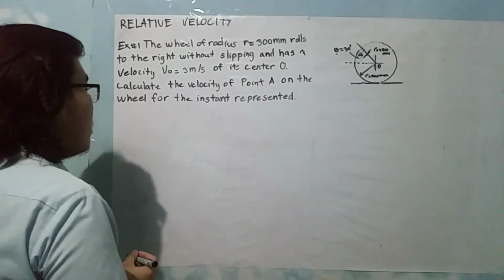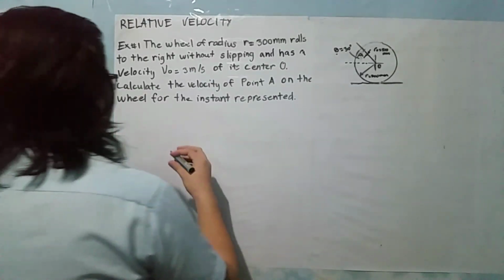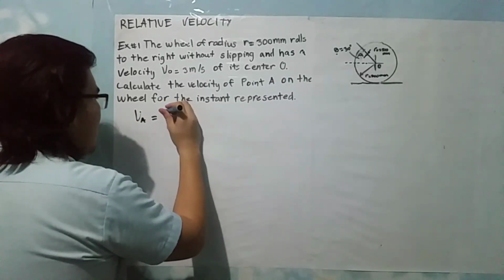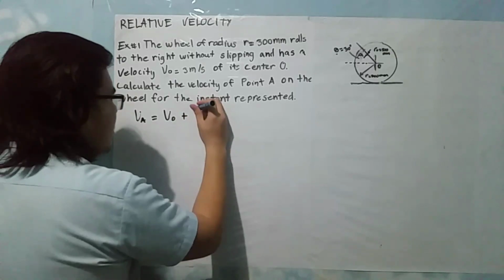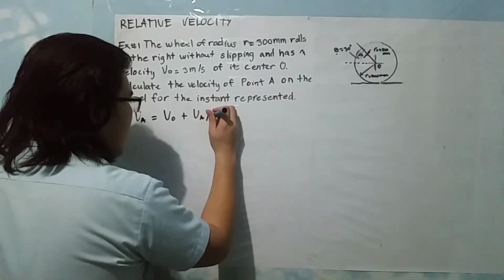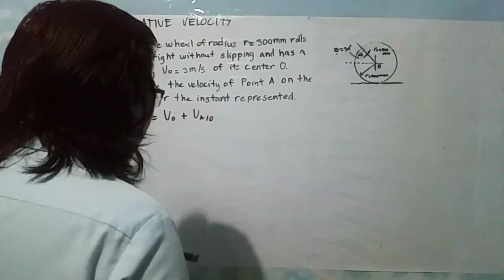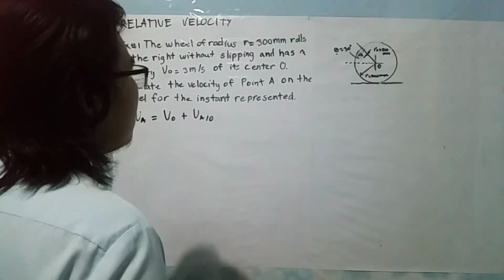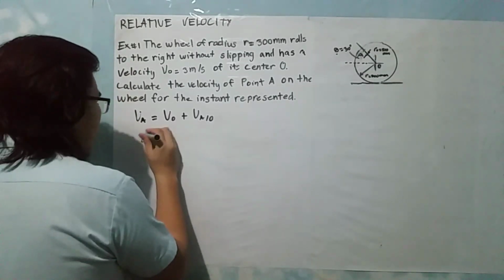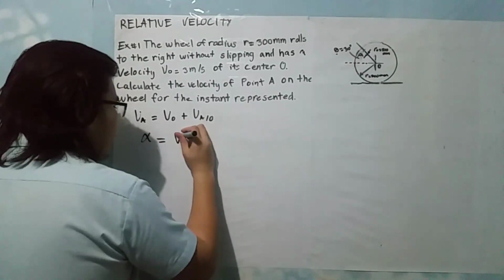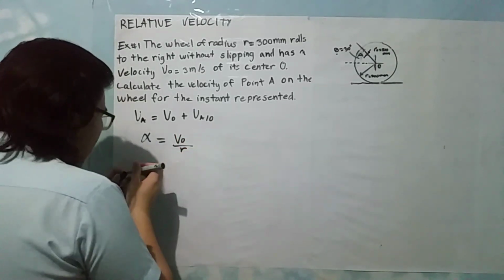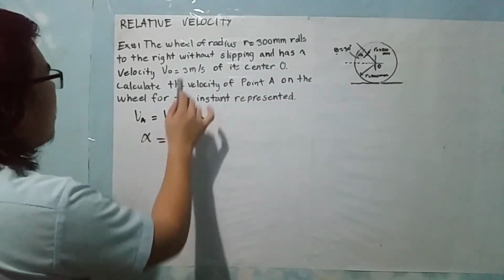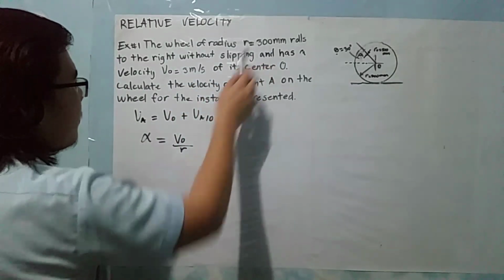So in order to find v sub a, the equation that we're going to use is v sub a is equal to v sub o plus v of a and o. Now, in order to use this, we must first find the angular velocity. So how are we going to find that? Omega is equal to v sub o over r. We have v sub o equal to 3 meters per second and an r of 300 millimeters.